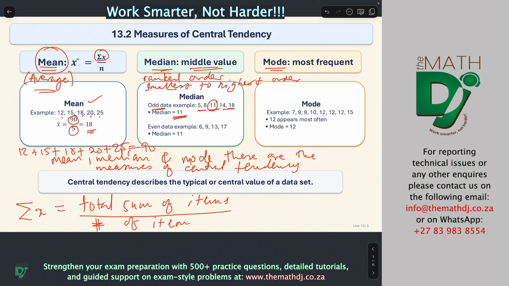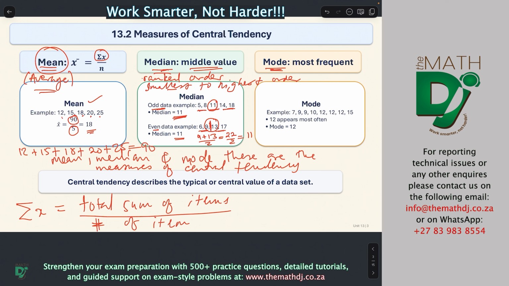But for even, the middle number will be somewhere here, because there will be 2 this side and 2 that side. Because there's no number here, you have to combine these 2. In other words, you say 9 plus 13 divided by 2, which is equal to 22 over 2, which becomes 11. So the median is 11, right? That's how you calculate the median value.